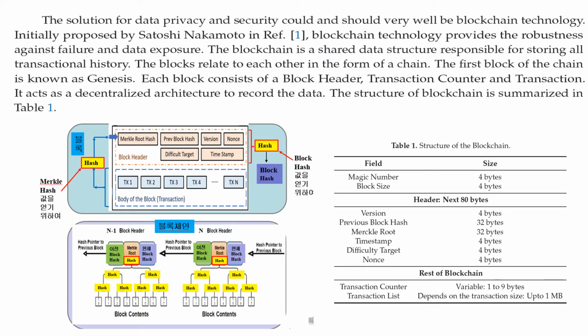The solution of data privacy and security could and should very well be with the blockchain technology. As you know well, Satoshi Nakamoto proposed Bitcoin, which uses blockchain technology. The blockchain technology provides robustness against failure and data exposure.